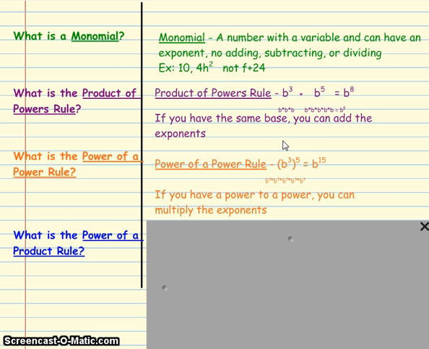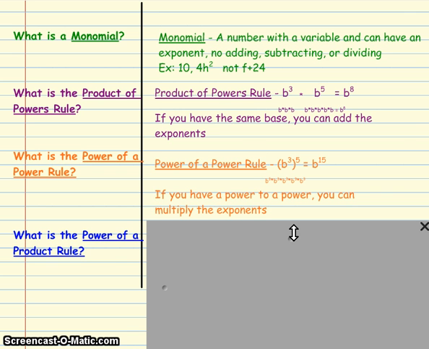Next one, power of a power rule. Power of a power rule says that when you've got a base to an exponent to another exponent, you can just go ahead and multiply the exponents together. 3 times 5 to get 15. The reason is because you can have b to the third five times, and we just add them all up, 3, 3, 3, 3, and 3, which gives us, obviously, 15. So the shortcut is just to multiply them.